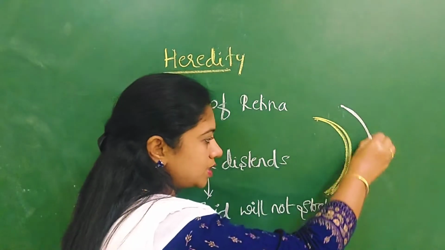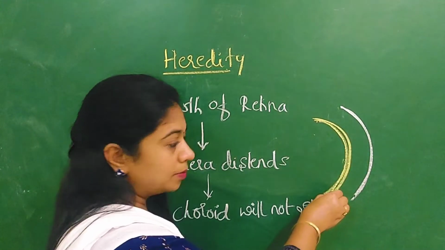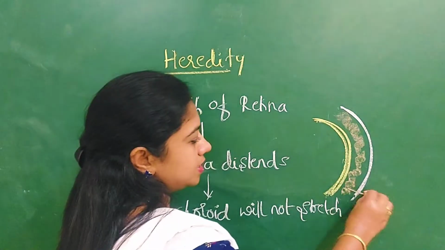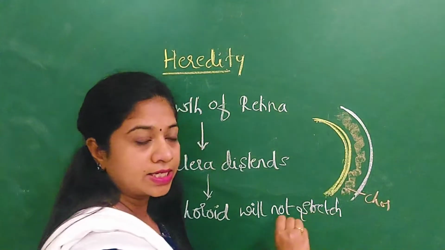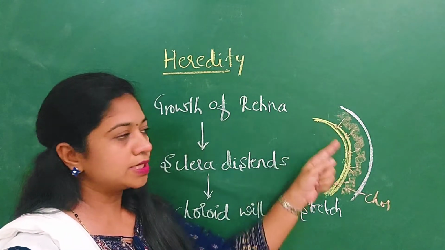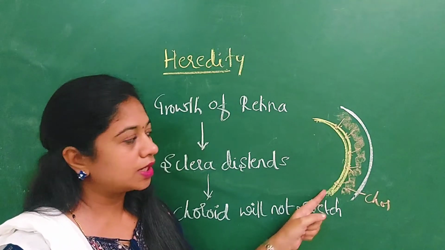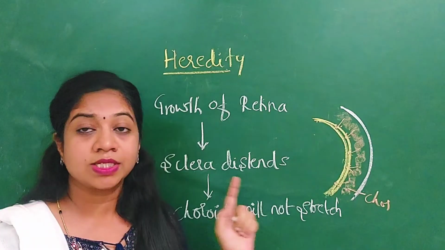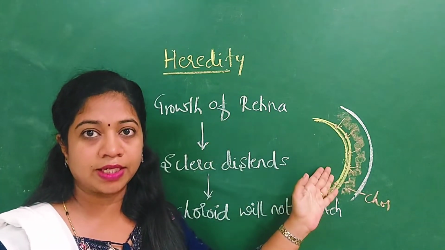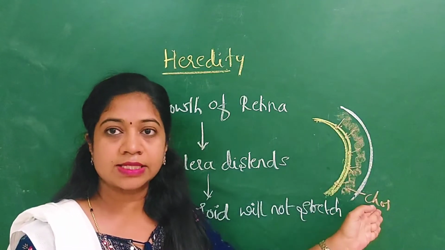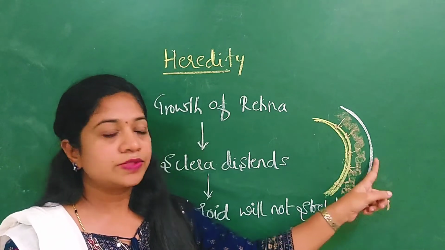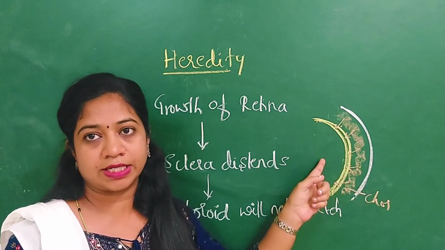The sclera will also distend according to the retinal growth, but the choroid which is in between is not stretchable. So this choroid undergoes degeneration. Because of this choroidal degeneration, the nutritional supply of the retina is hampered, so there is progressive retinal degeneration as well as vitreous degeneration. This is how pathological myopia progresses. First there is distension or growth of the retina, with corresponding distension of the sclera, but the choroid will not stretch, leading to choroidal degeneration, which further leads to retinal degeneration as well as vitreous degeneration.